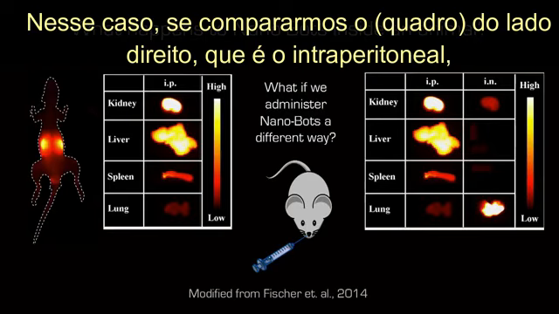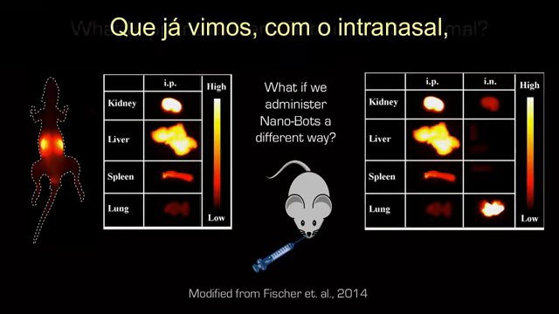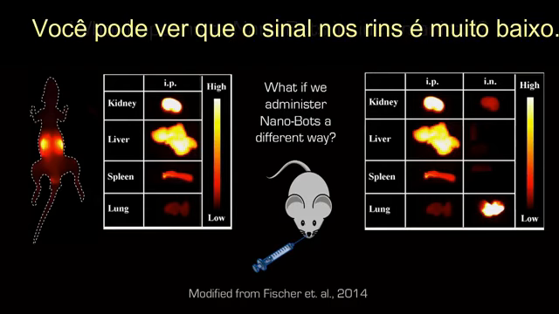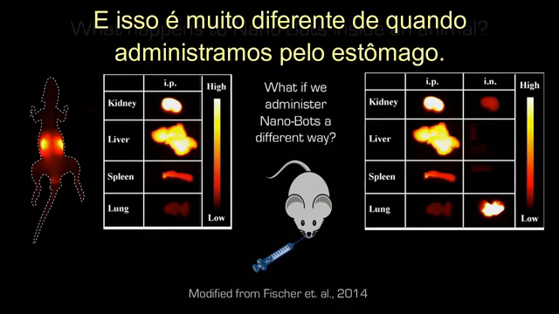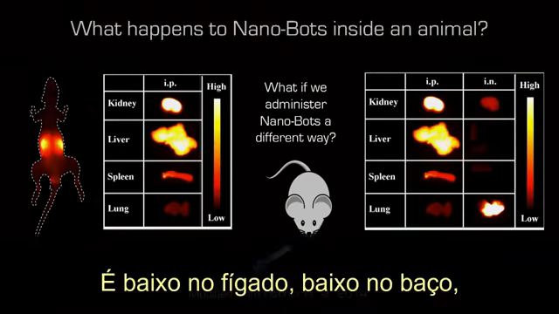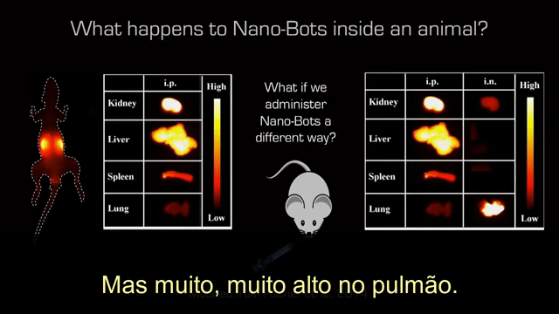So in this case, if we compare on the right side the intraperitoneal, which we saw already, with the intranasal, you can see that the signal in the kidney is pretty low. And that's very different from what we saw when we gave it in the stomach. It's low in the liver and it's low in the spleen, but it's very, very high in the lung.